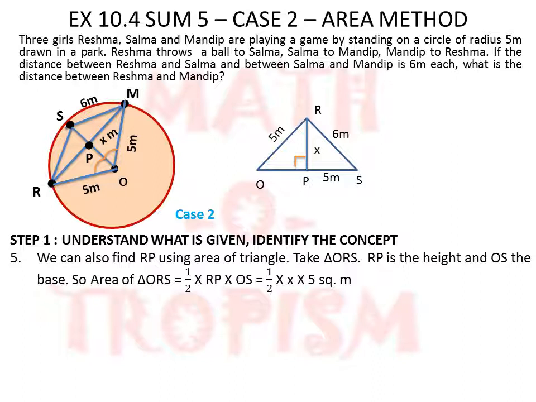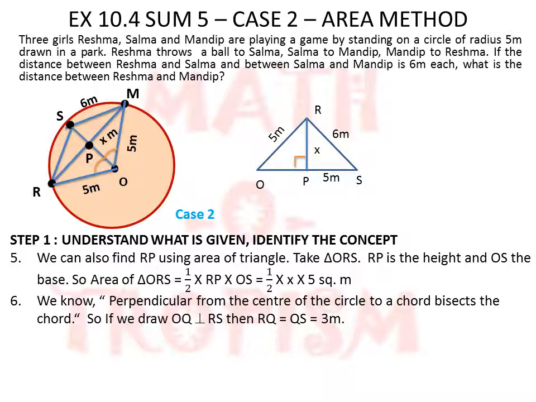RS is the chord of a circle, and on RS I can draw a perpendicular, which is going to split it into two equal halves. So there again I can have a base and a height, and I can find the height because if I draw a perpendicular, I know the hypotenuse is 5 centimeter. I know that RS is going to get split into two equal halves, so RS will be split into two 3-meter parts.